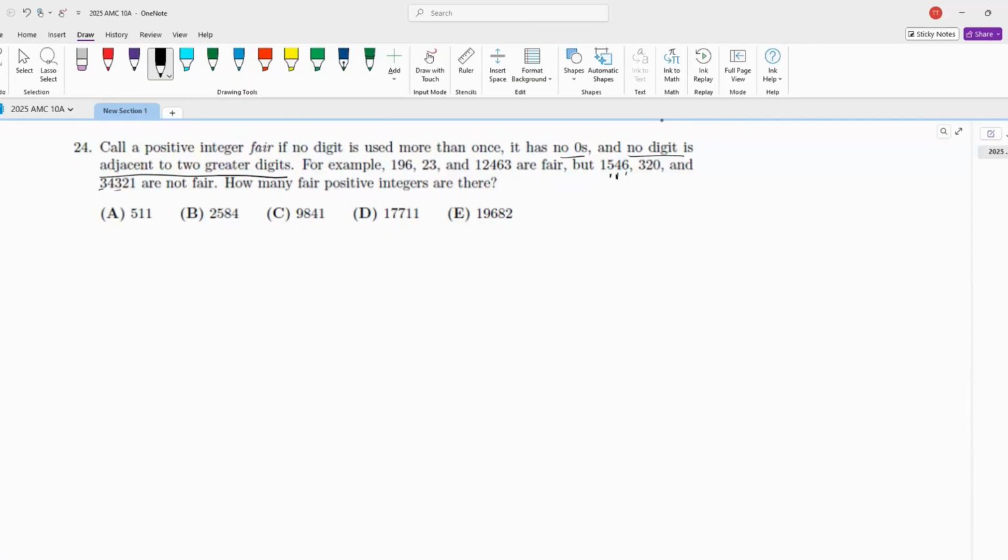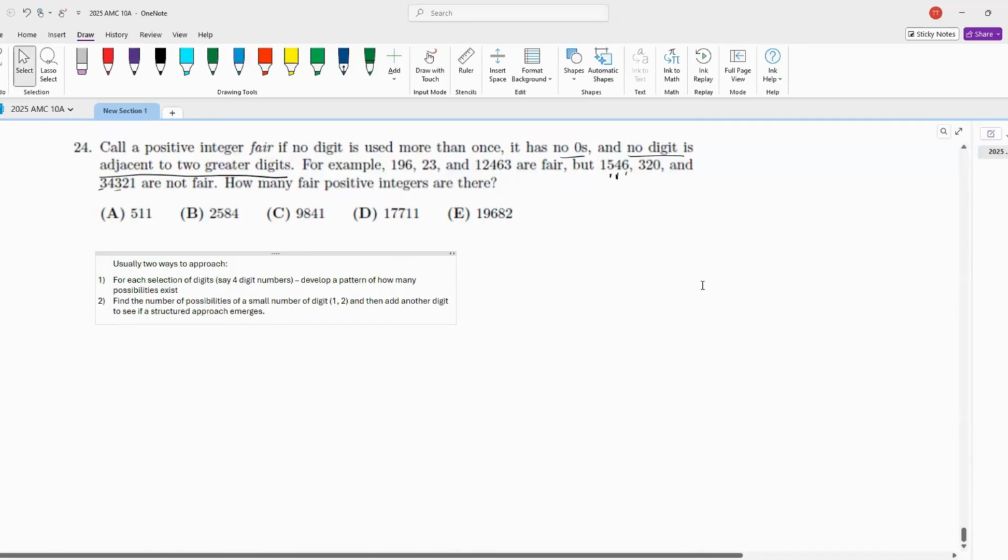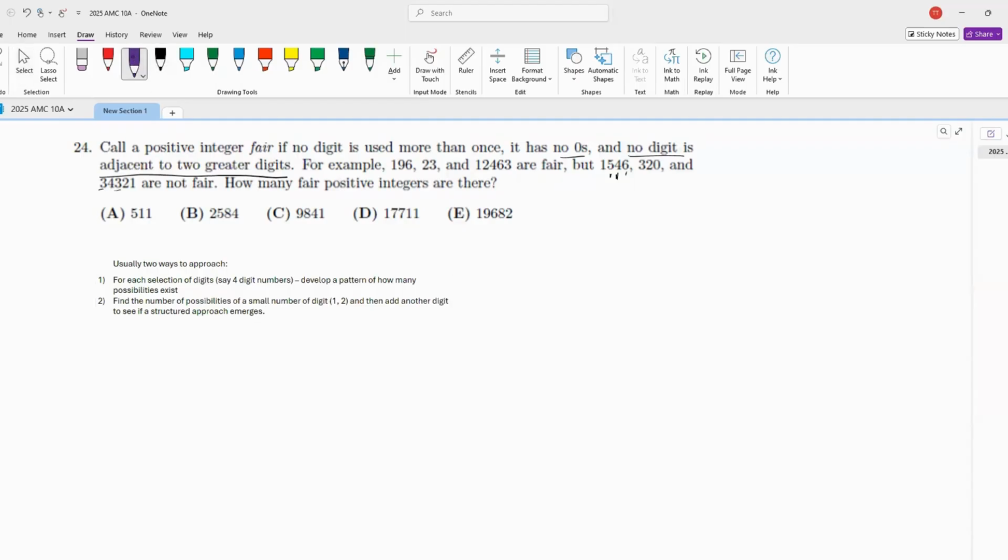So in questions like this, I personally normally look at two possible approaches that might apply. So let me write those here. One possible approach is to take each selection of digits, say we're looking at a 4-digit number, and develop a pattern of how many possibilities exist for 4 digits, for 5 digits, 6 digits, and so on and so forth. The other option is where we start small or big, doesn't matter.